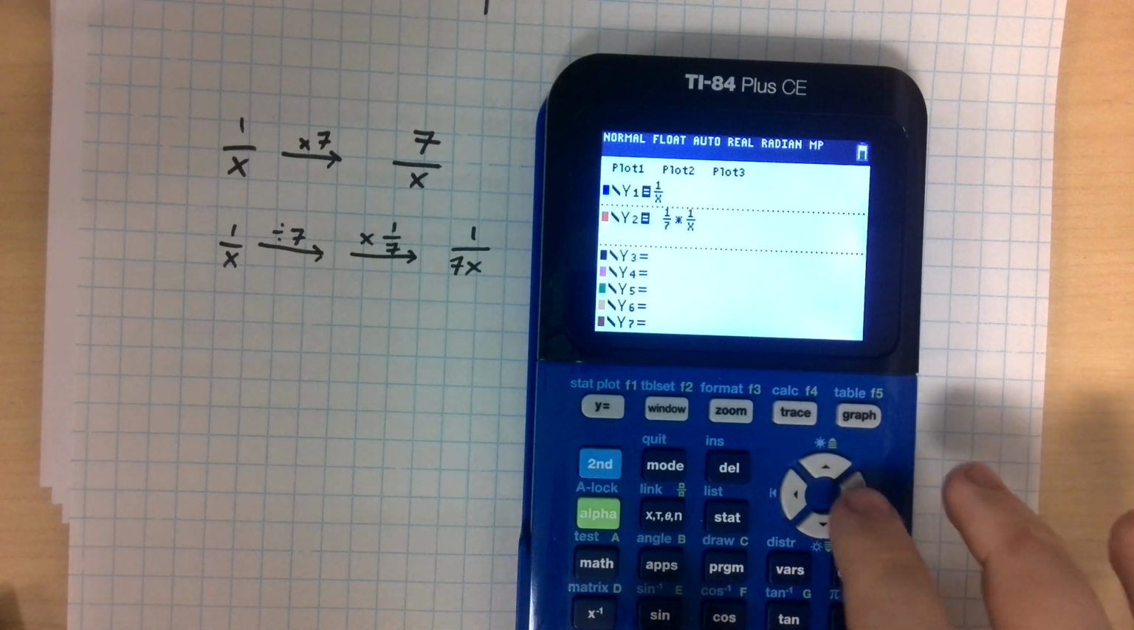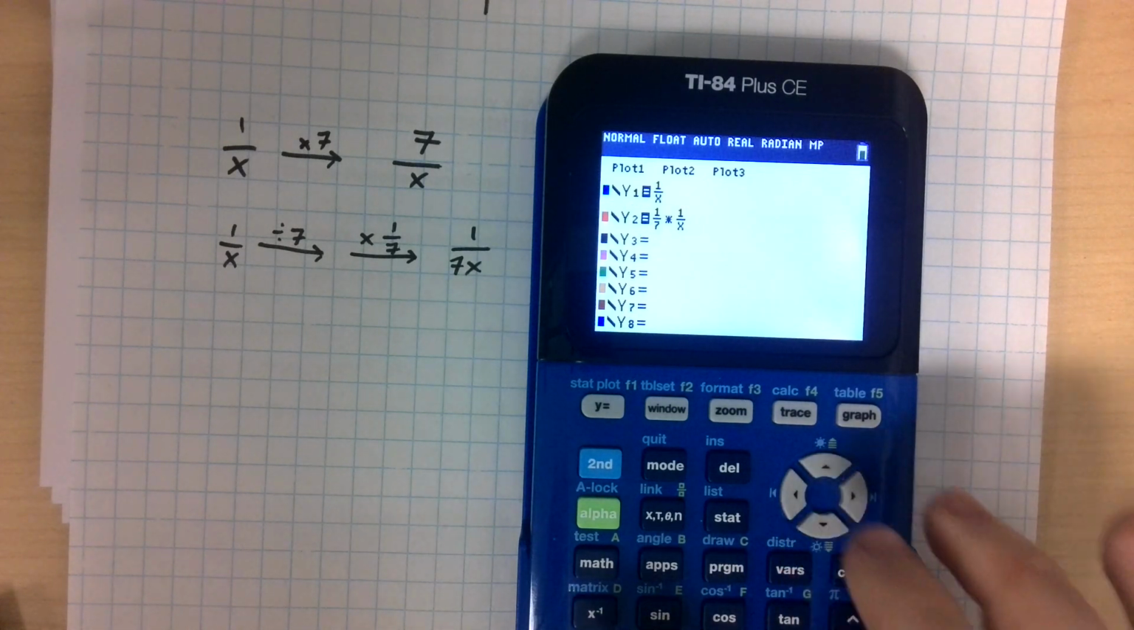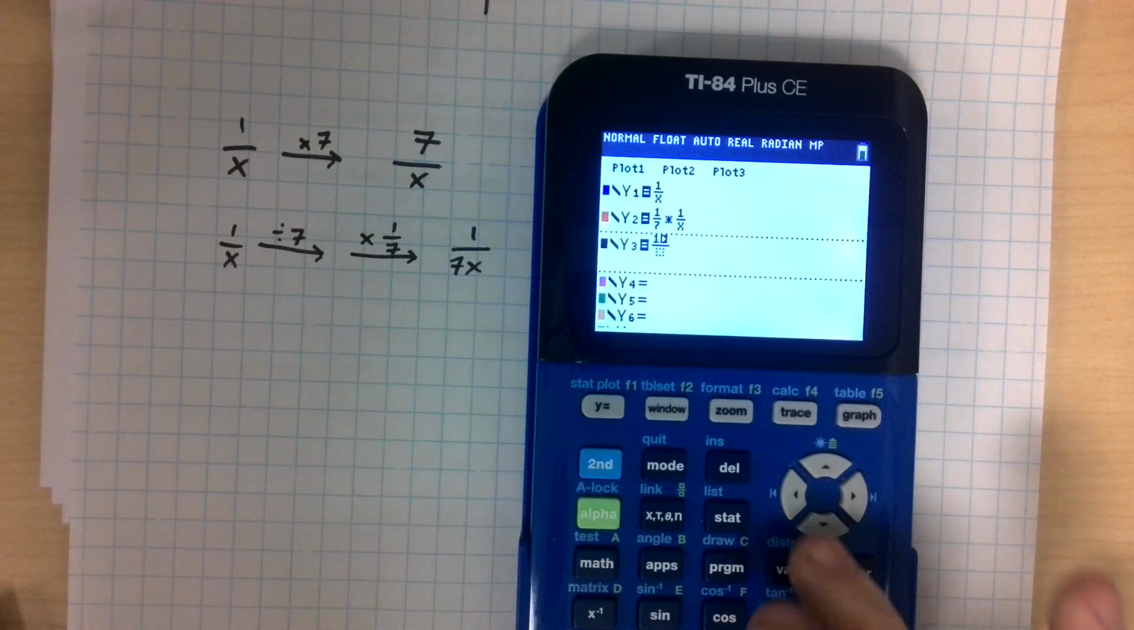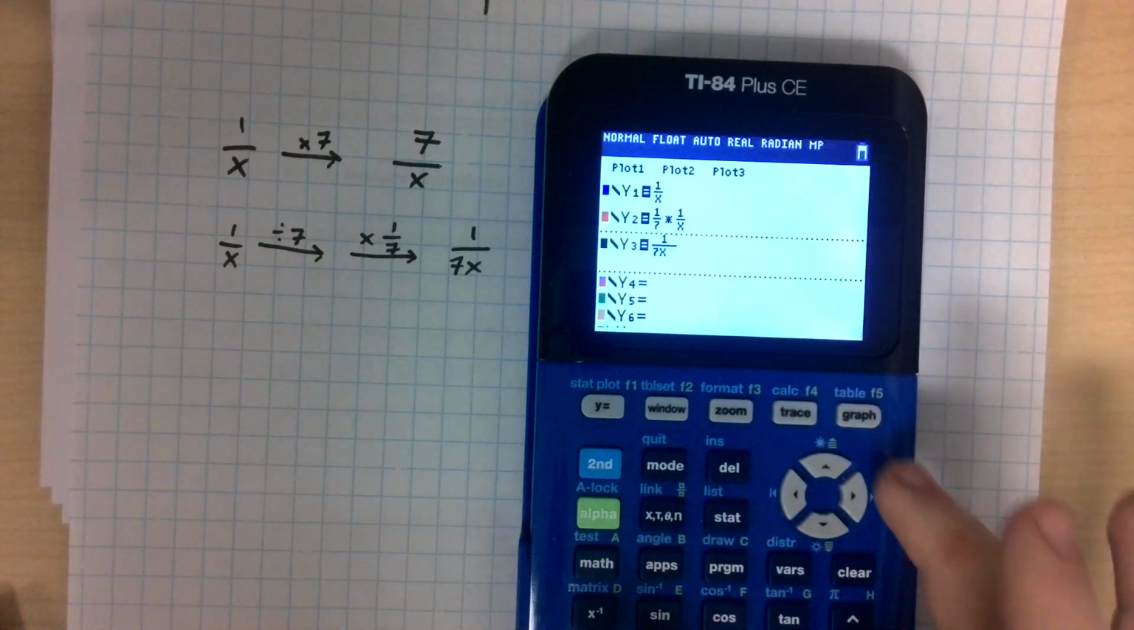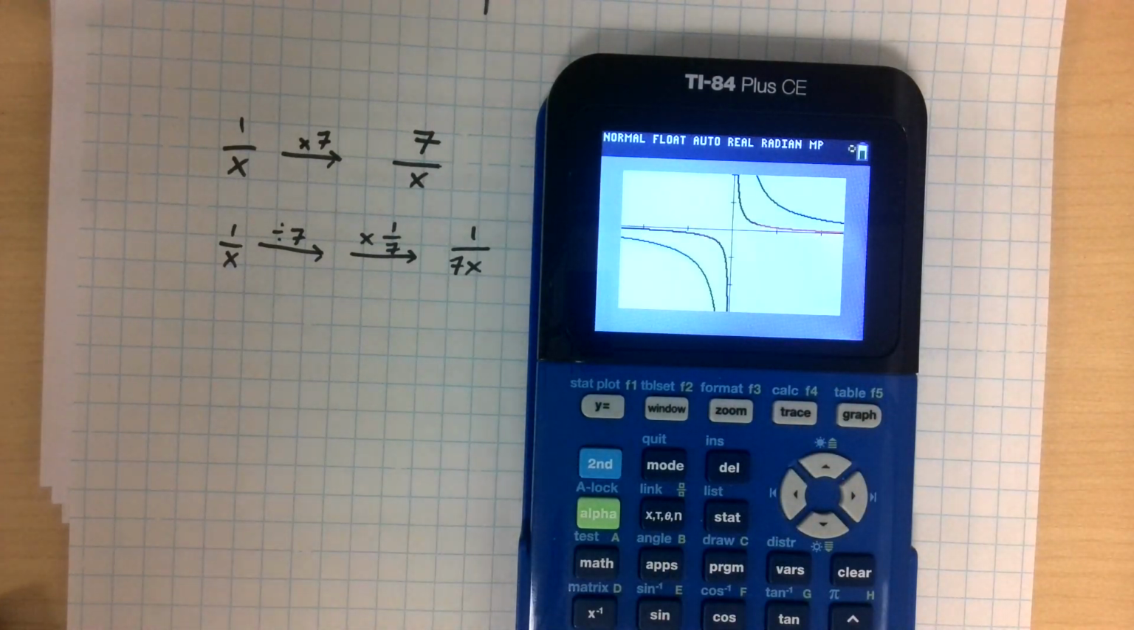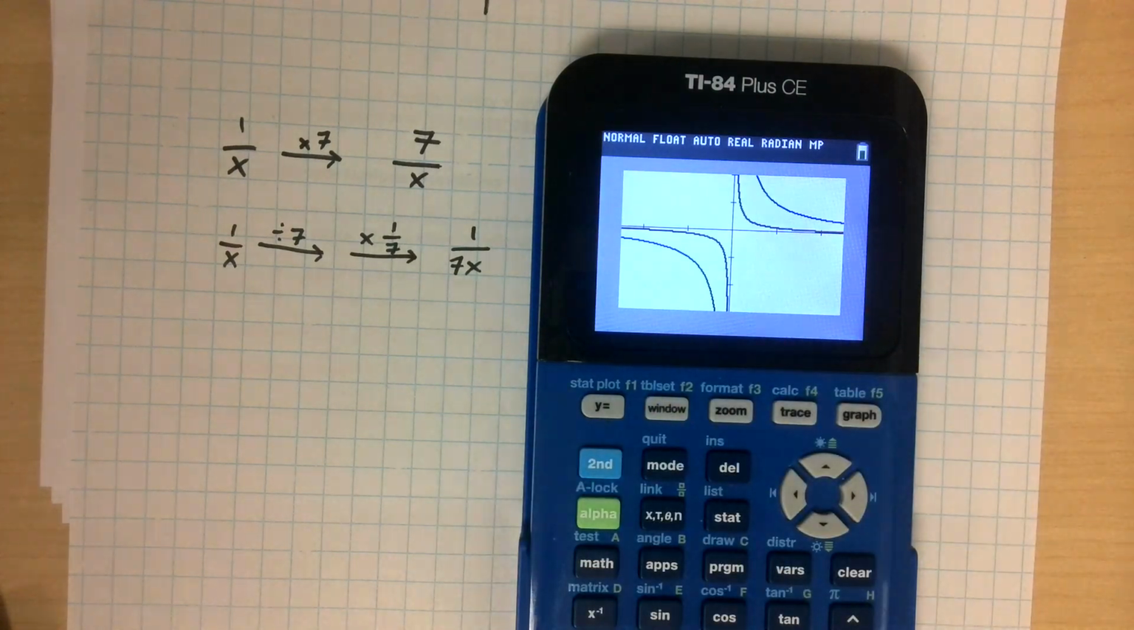However, we could also just write this as, in fact, I'll write it on a new line so we can see it, 1 over 7x. And we'll see that that black line is the exact same as the red line. Just keep in mind that there are multiple ways you'll see it.